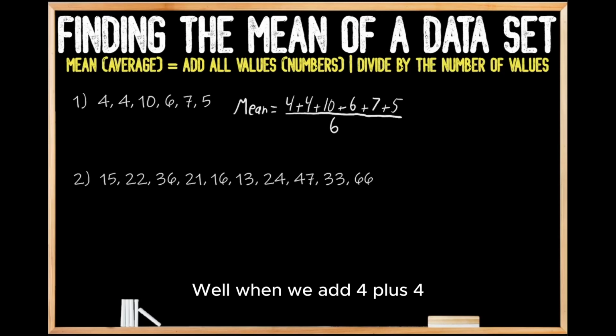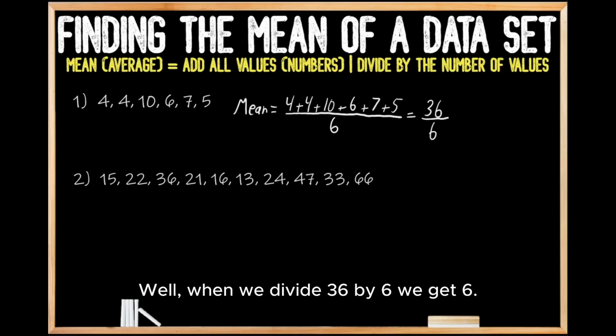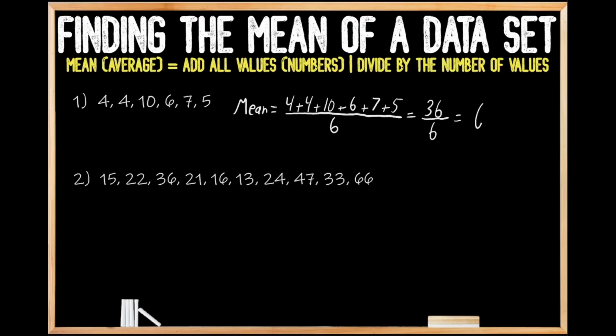Well, when we add 4 plus 4, we get 8, plus 10 gives us 18, plus 6 gives us 24, plus 7 gives us 31, and lastly plus 5 gives us 36. And then we're going to divide that sum of 36 by 6. Well, when we divide 36 by 6, we get 6. So the mean for this data set, or the average, is going to be 6.